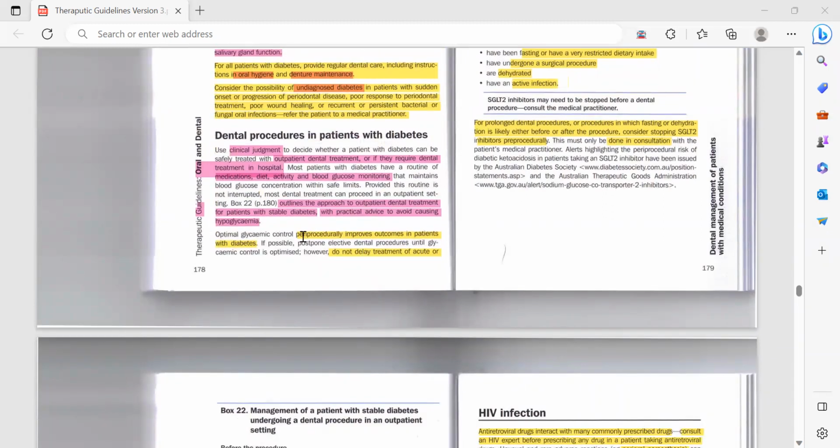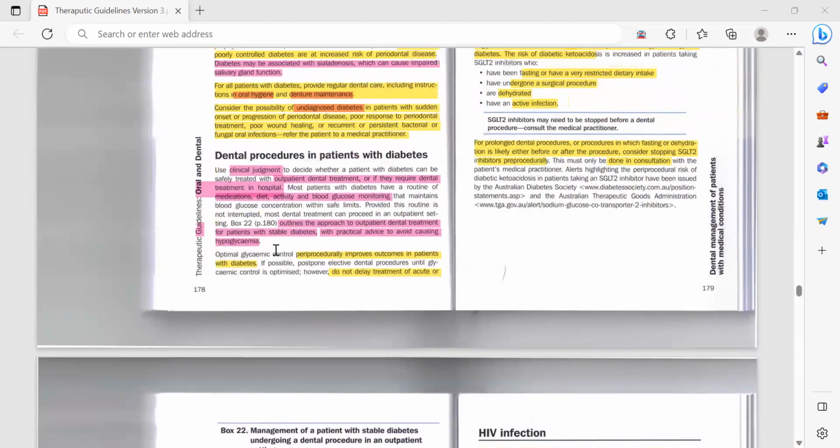Then optimal glycemic control periprocedurally improves outcomes in patients with diabetes. If possible, postpone elective dental procedures until glycemic control is optimized. So here they have said that if the patient's glucose level is good, then the response would be far better. Okay, so you can postpone the elective dental procedure, which means scaling and cleaning. You can postpone it until their glycemic control is optimized.